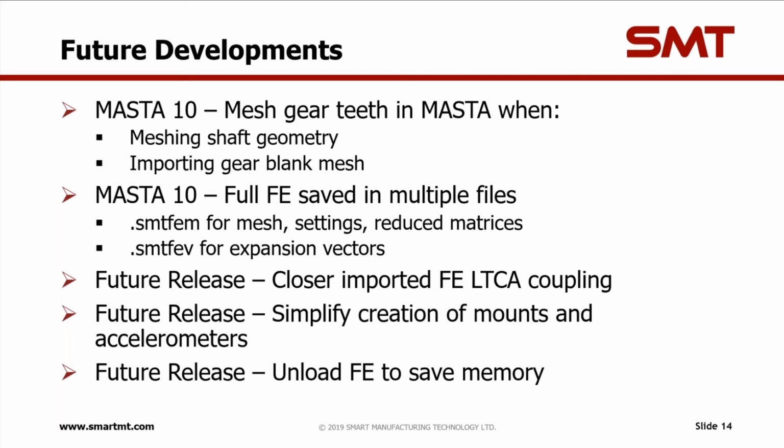The second thing coming in MASTA 10 is being able to save your external full FE model in multiple files rather than just a single file at the moment. This separates out the mesh and the settings and the reduced matrices from the expansion vectors. The expansion vectors are the large part of the external file at the moment. These are used for just calculating the deformed shape, or for quickly calculating the stress or the radiated sound power. So they're not required if you want to just make some changes or just look at what your FE looks like. So we've separated those out into separate files.